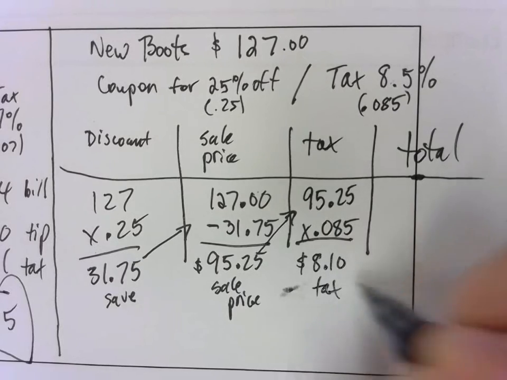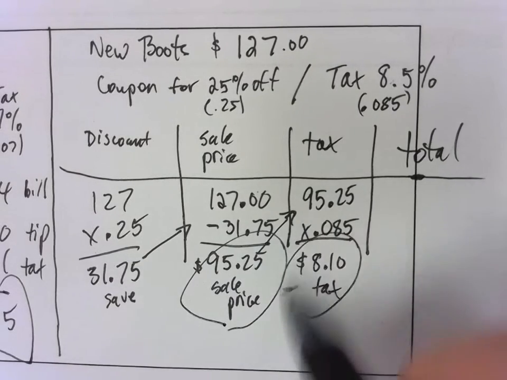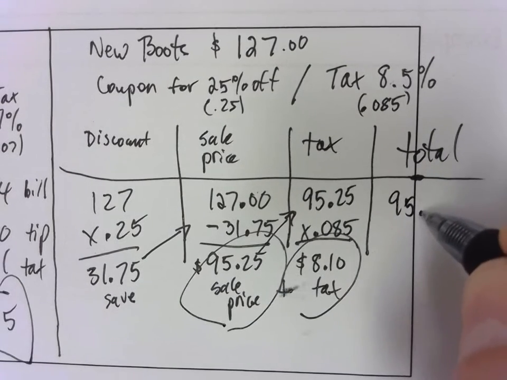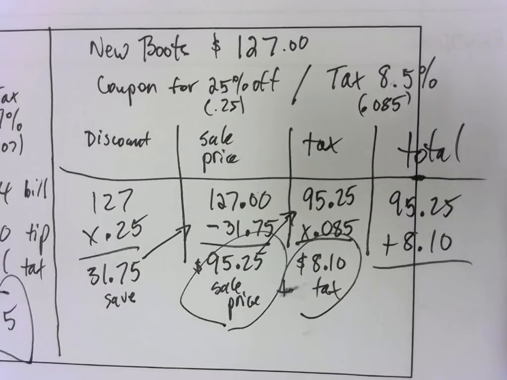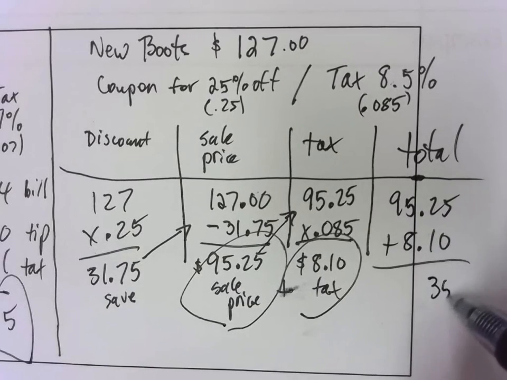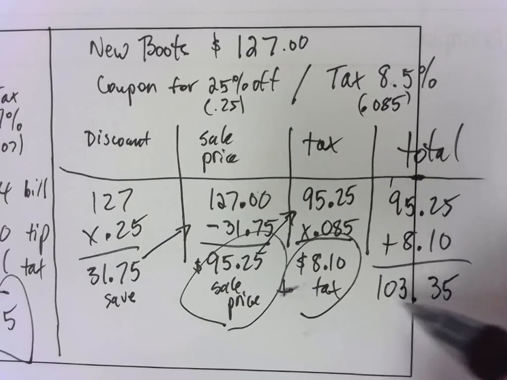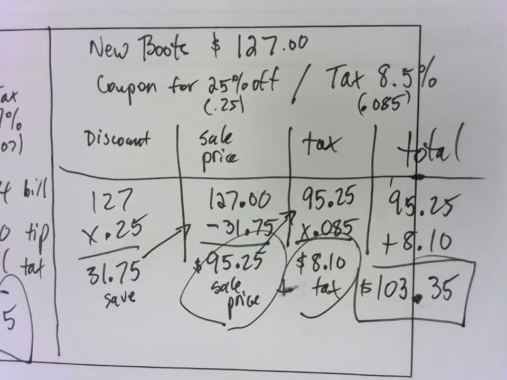tax. All right, soldiers, to finish up today, got to take my sale price, add my tax to get the total over here, so that would be $95.25 plus $8.10. We can probably do that without a calculator. That's 35 cents there. 5 plus 8 is 13. So my boots are going to end up costing me $103.35 total, and that's how that stuff works.